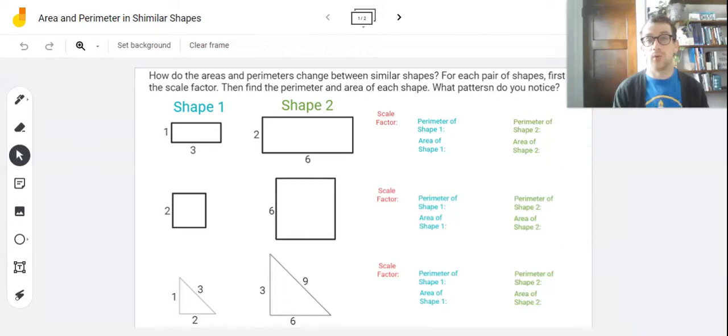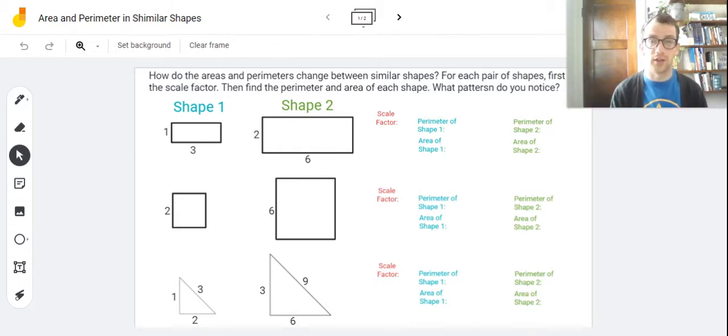All right, so far, when we're comparing similar shapes, we've been focused on how the corresponding sides and angles change or stay the same when we scale something up or scale something down. Today, we're moving on to the next step because I also want you to be exploring how do area and perimeter change when we scale a shape up.